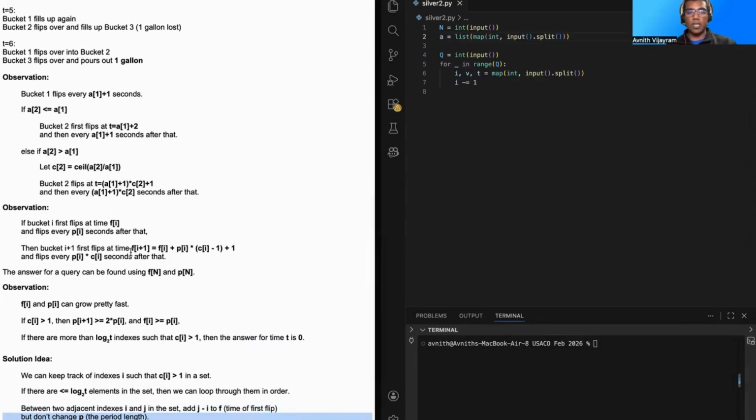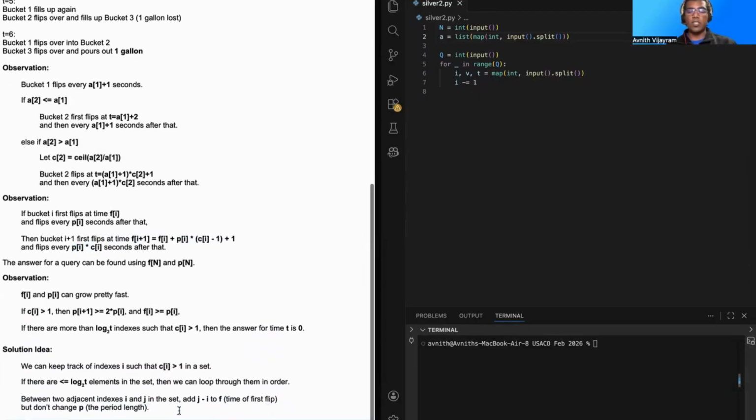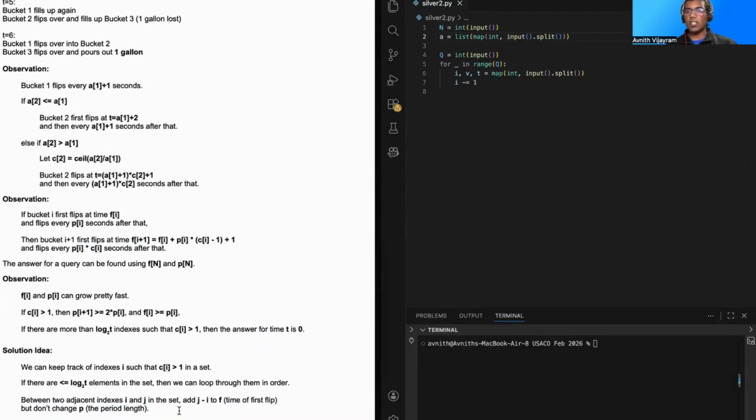And we can see this by looking at the formulas that we derived up here. And then again, using the formulas for each index in our set, so for each index that requires more than one flip to fill up the next bucket, we have this formula here again, which we can use to update the values of F and P.